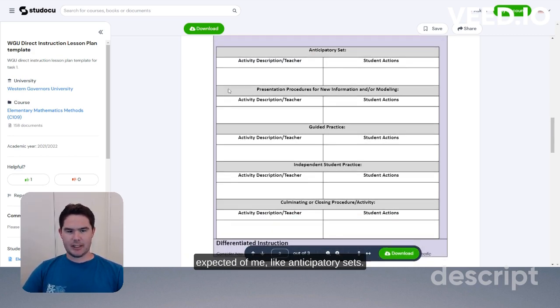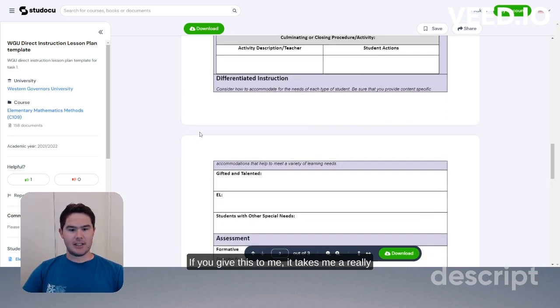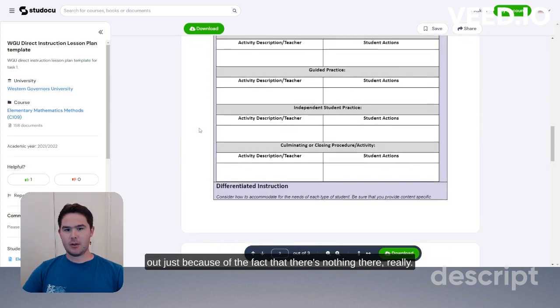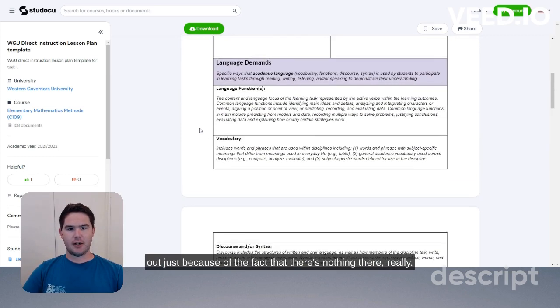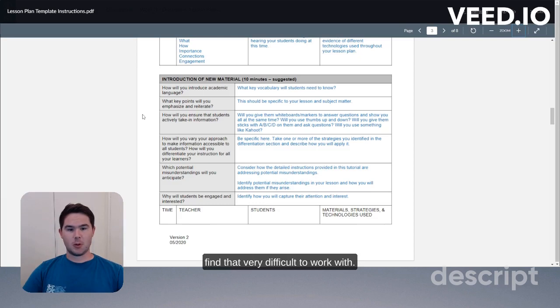So, like anticipatory sets. Starting out, this is all just blank. If you give this to me, it takes me a really long time to go in and fill these things out just because of the fact that there's nothing there. It really is just boxes with titles, and I find that very difficult to work with.